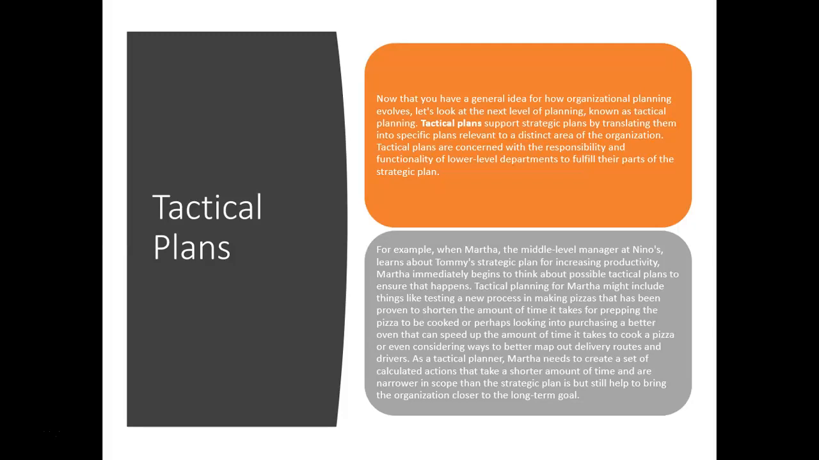Tactical planning for Martha might include things like testing a new process in making pizzas that has been proven to shorten the amount of time it takes for prepping the pizza to be cooked, or perhaps looking into purchasing a better oven that can speed up the amount of time it takes to cook a pizza, or even considering ways to better map out delivery routes and drivers. As a tactical planner, Martha needs to create a set of calculated actions that take a shorter amount of time and are narrower in scope than the strategic plans, but still help to bring the organization closer to the long-term goal.